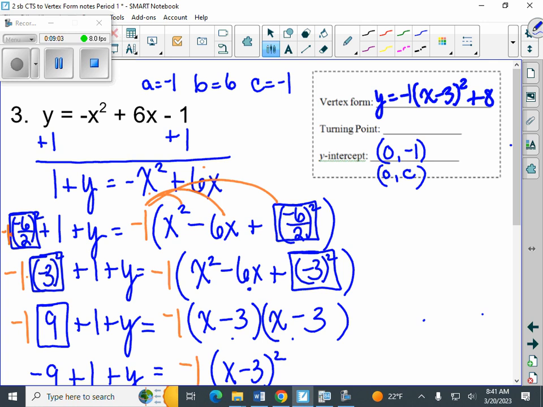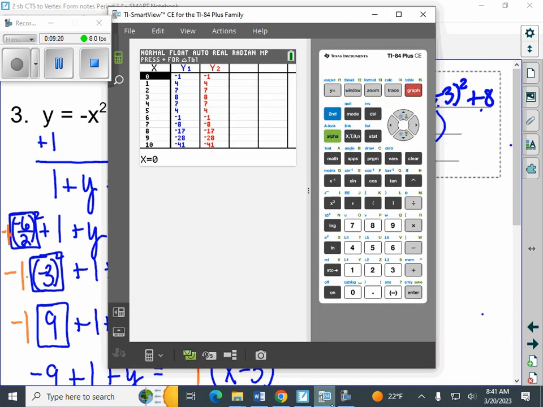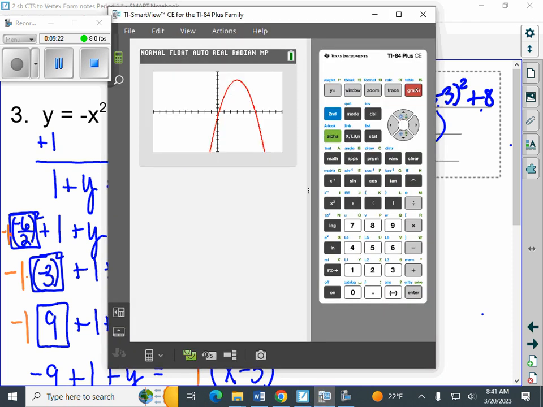And then to finish this particular problem, we want to find our turning point. Change the sign, keep the sign. Our vertex is (3, 8). And lastly here, when you go back to the calculator, you can even visually check that. Does (3, 8) seem like a reasonable answer when we look at the picture? And it does.